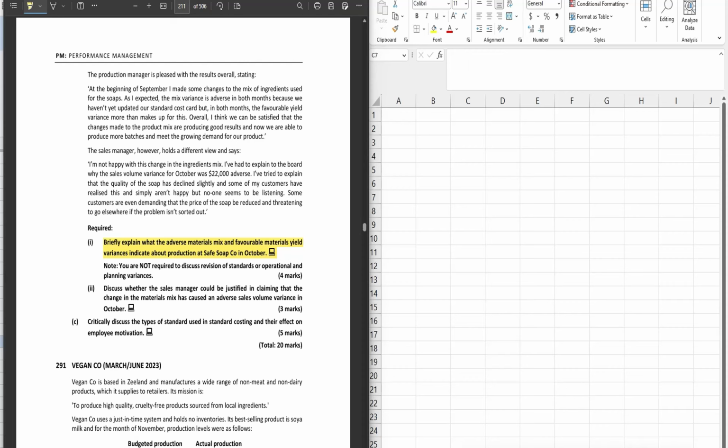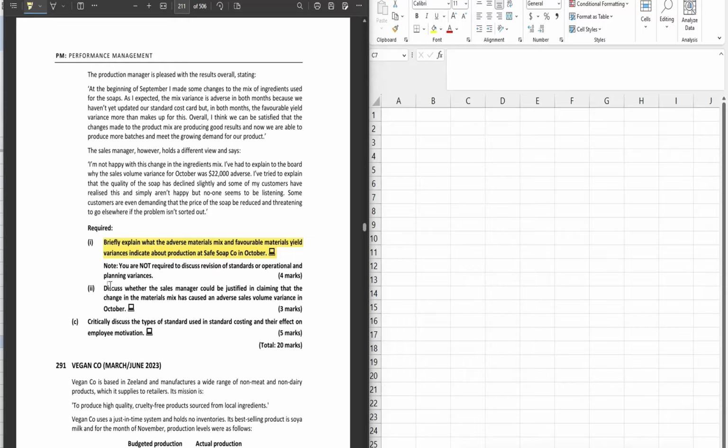So briefly explain what the adverse material mix and favorable material yield variance indicate about the production at the Safe Soap company in October. Note, you are not required to discuss revision of standard or operational and planning variance. So they have clearly made a note. We don't need to discuss the revision of standard or operational and planning variances here. And it's only for the 4 marks.